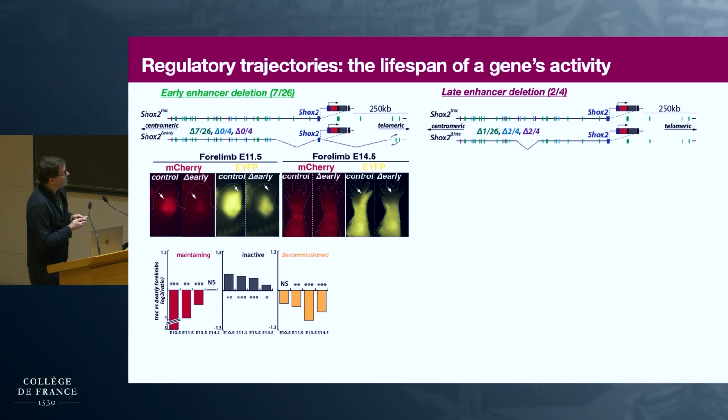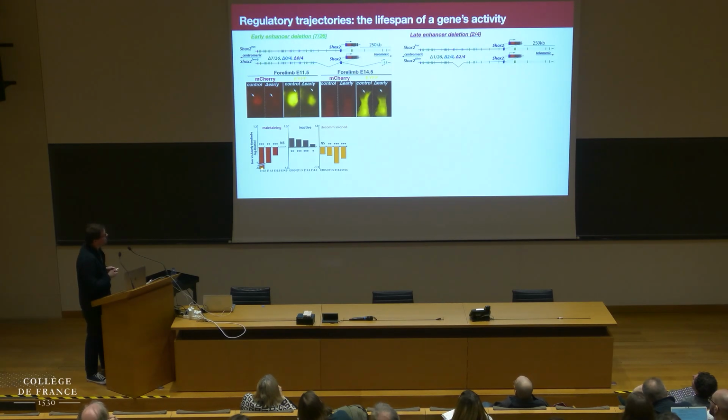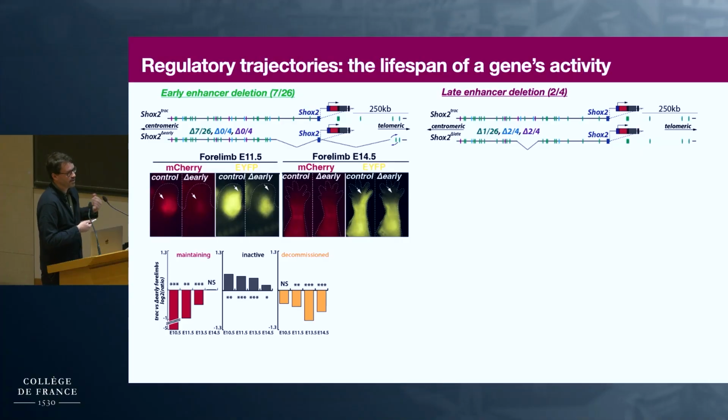So we can quantify that, and here we can quantify the maintaining cells, so the cells that have the mCherry and the YFP. We can see that at early stage these cells are completely down, almost none of them, and then the system progressively comes back to normal. And this comes, of course, by increasing the proportion of inactive cells. So it means basically cells that are inactive never transited to an active state. And of course, it also influences the proportion of decommissioned cells, because if you don't have active cells, you will not repress them, and so you will not accumulate the pool of decommissioned cells.